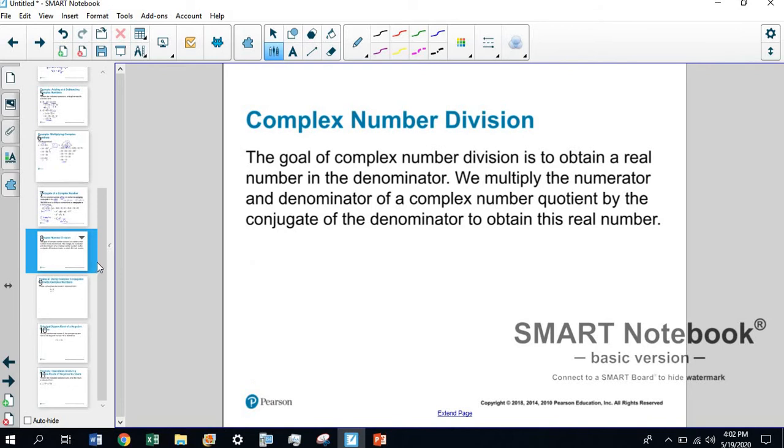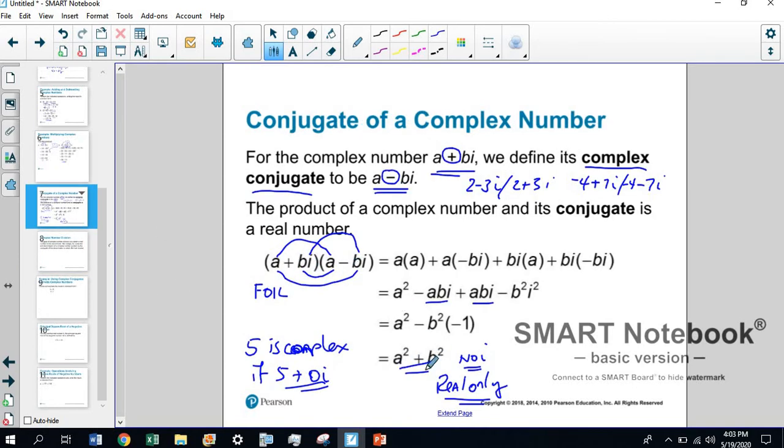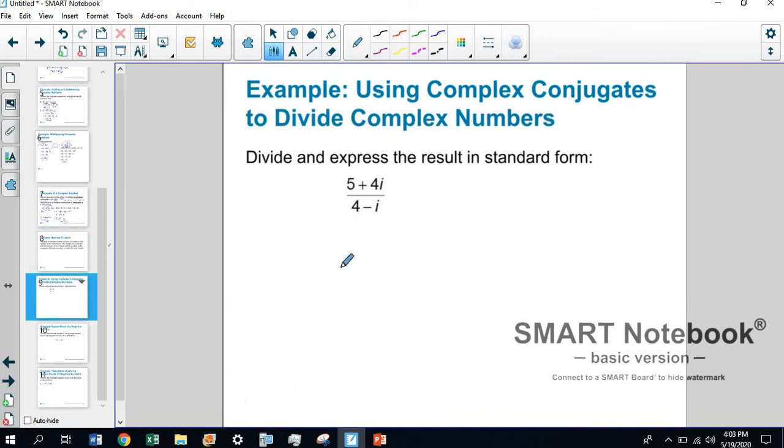So how do we divide? We divide by getting a real number in the denominator. We don't want i's in the denominator. Dividing by i is weird. And so in order to do that, if we have a fraction, we multiply the top and the bottom by the conjugate of the denominator, because when you multiply by the conjugate, you get real only. Okay? So, first of all, what are we going to multiply by here? Well, what's the conjugate of 4 minus i? The conjugate of 4 minus i is 4 plus i. But if you do it to the bottom, you've got to do it to the top.